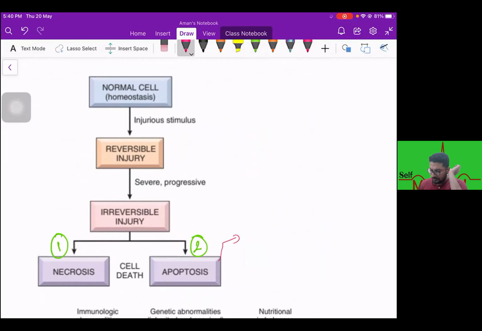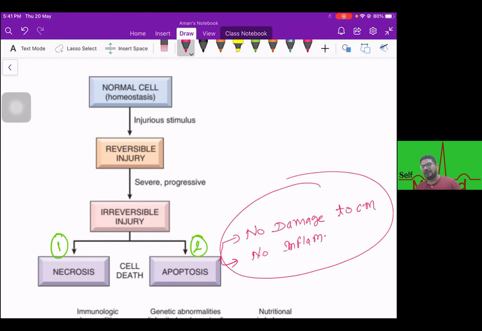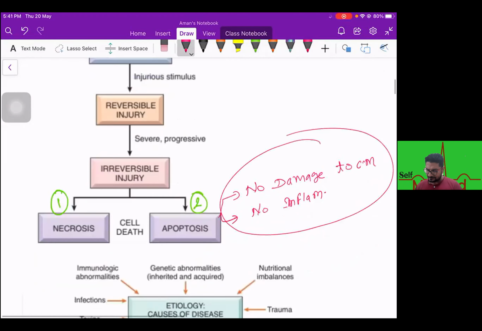In apoptosis, there is no damage to the cell membrane. So the cell membrane is absolutely intact. And in apoptosis, remember, there is no inflammation. So these are the main differences. We are doing a revision session, so I will just talk about the main things which they ask repeatedly in exams. So in apoptosis, remember, there is no damage to the cell membrane and there is no inflammation.